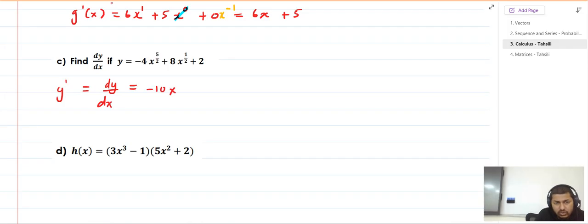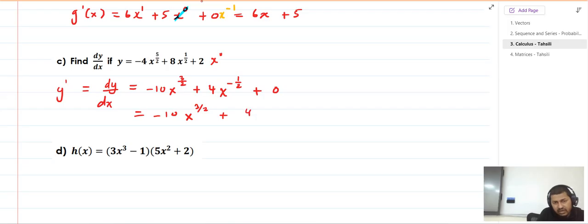So x to the power 5 over 2 minus 1, which is 3 over 2, plus 8 times half is 4, x to the power, reduce half by 1, so you'll get 1 half minus 1, which is negative half, plus, remember, derivative of constants is just 0, because you write x to the power 0 there, same concept as before and the previous problem, right? So now I will rewrite this as negative 10 x to the power 3 over 2 plus 4.